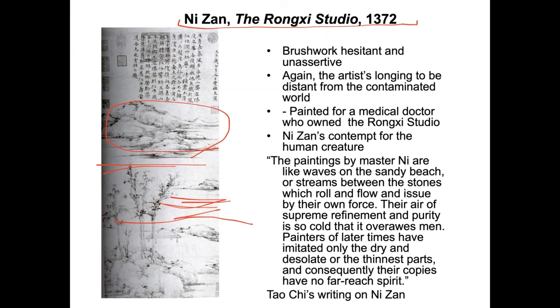This is a small pavilion that a medical doctor owned along the Yangtze River. And Ni Zan was traveling, mostly because he was contemptuous of this world ruled by Mongols. So here, do you see any sign of human figures? This is a very important question. And this is a clue: Ni Zan's contempt for the human creature.